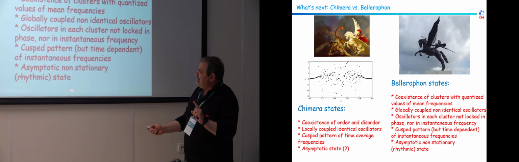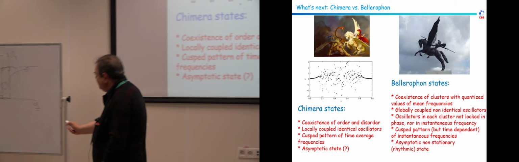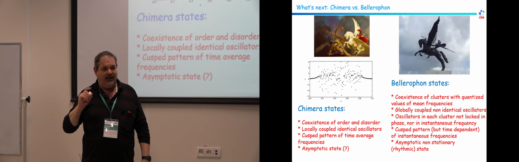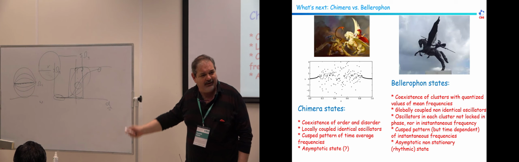And if I calculate the global order parameter on each one of these clusters, I don't have a value, but I have a time-dependent value, which is period 1 here, period 3 here, period 5 here, period 7 there, and so on and so forth.